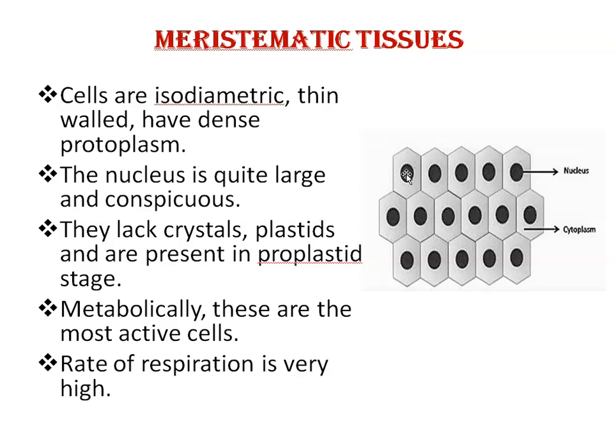Endoplasmic reticulum and mitochondria are not fully developed in these tissues. The cells have a thin cellulosic cell wall. They lack crystals, and plastids are present in the proplastid stage. Metabolically, these are the most active cells, and the rate of respiration is very high in meristematic tissues or cells.